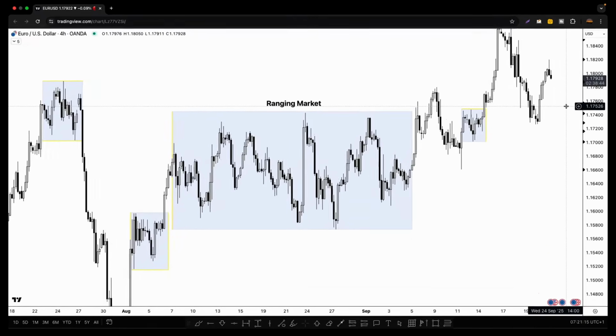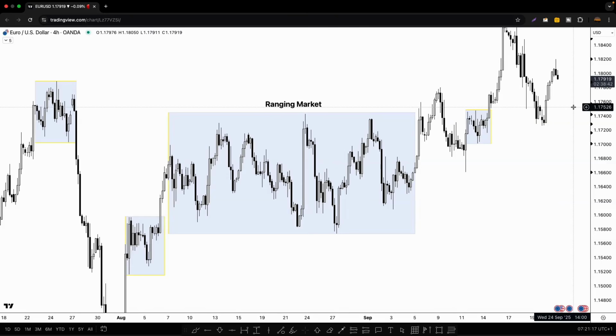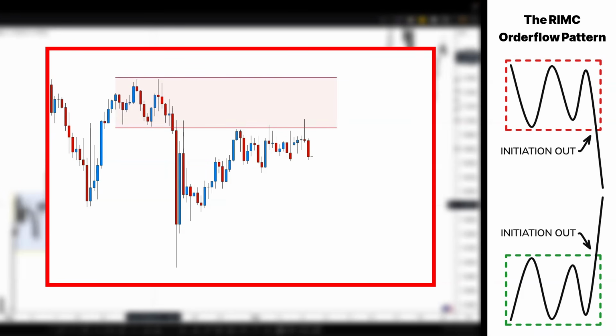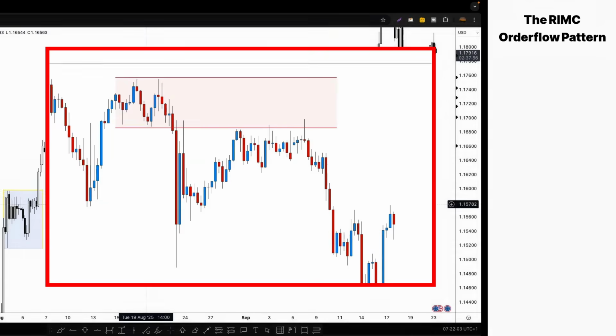There are a few key setups to look for inside the ranges. We use the RIMC order flow pattern. That is sideways ranges that have initiated either higher or initiated lower and broke out of the range. When price pulls back into these ranges in the future, this is called the mitigation phase of the orders left inside the range. That's where we see reactions. And then if we continue that intention again, we will see the continuation phase to the upside.